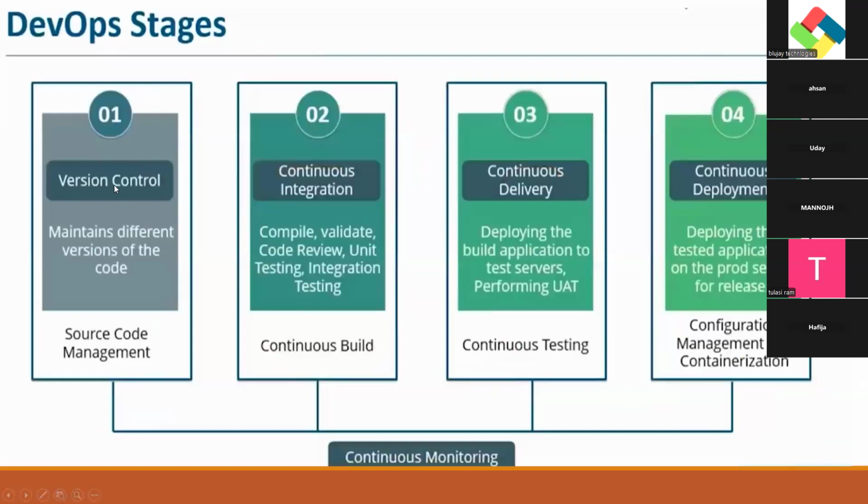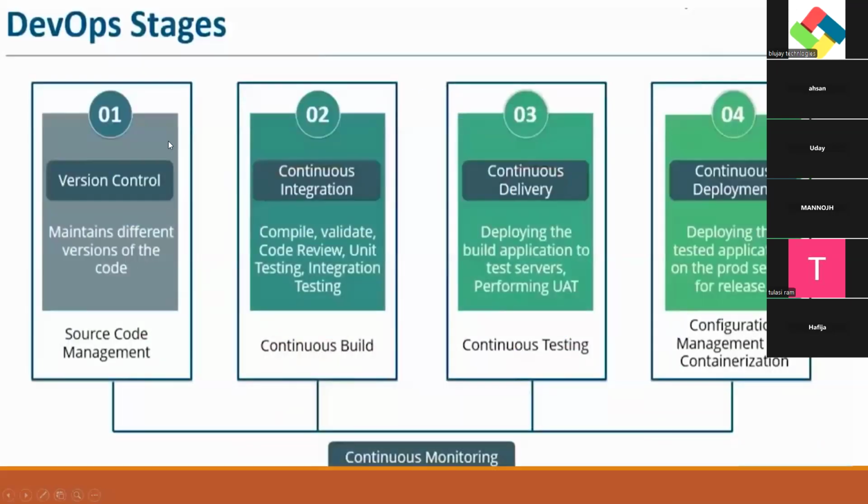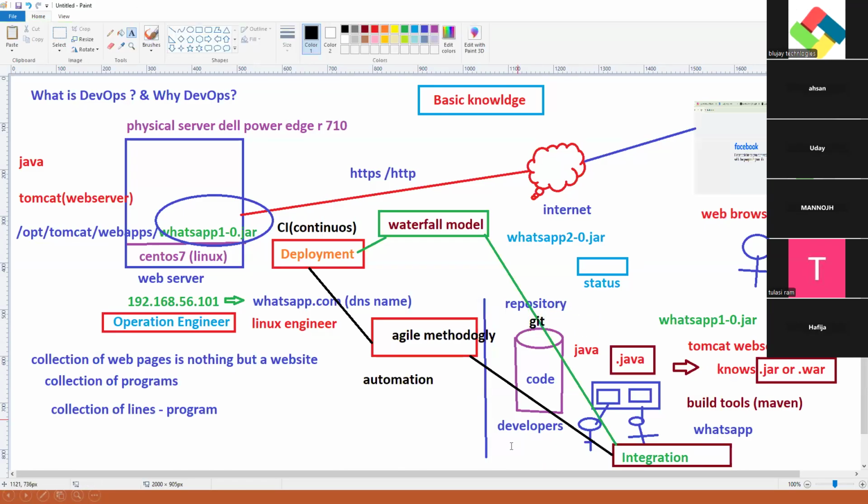What are the DevOps stages? Something like version control, continuous integration, continuous delivery, and continuous deployment. I will show you. The developer develops code and pushes it to the repository, right? The repository is nothing but version control. So which version control are we using? We are using Git as the version control, right?